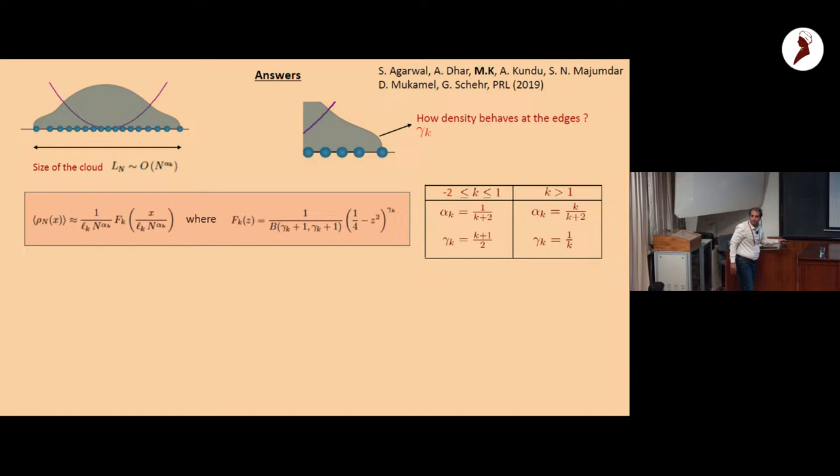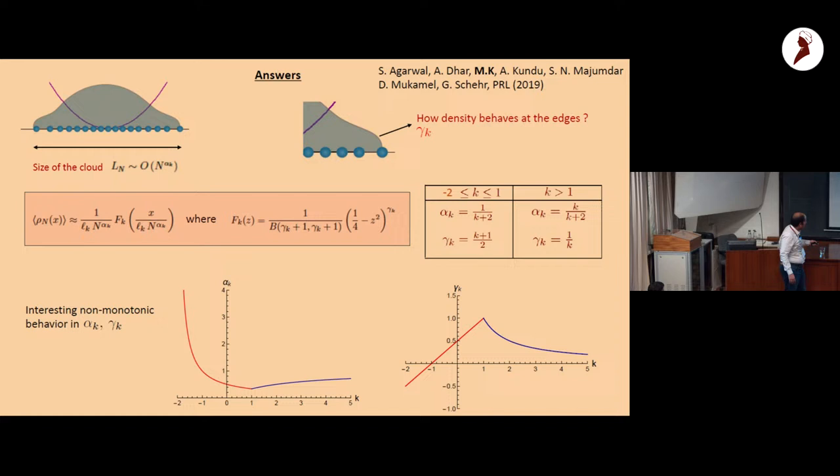This is how alpha k looks as a function of k, and gamma k looks as a function of k. Here there's one interesting thing: for every k between 1 and infinity, there is a k between minus 1 and 1 with the same alpha k. The same is the story with gamma k. So this is an interesting observation, where for every k greater than 1, there is a corresponding k between minus 1 and 1 with the same density profile. I'll tell you where these density profiles come from, but I'll first present them.